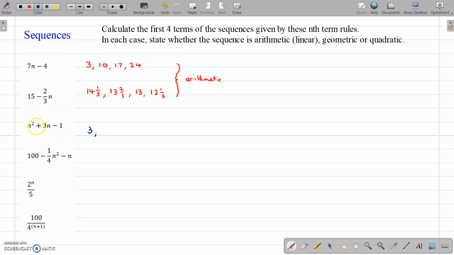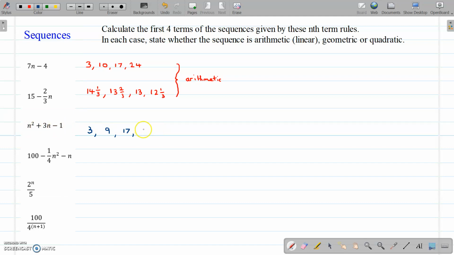Second term, n is 2. 2 squared is 4 plus 3 2s are 6. That's 10 so far. Take away 1 is 9. Okay. Third term, n is 3. 3 squared is 9. Plus 3 times 3 is another 9. That's 18. Take away 1 is 17. Okay. And the fourth term, 4 squared is 16, plus 3 4s are 12. 16 and 12 makes 28.